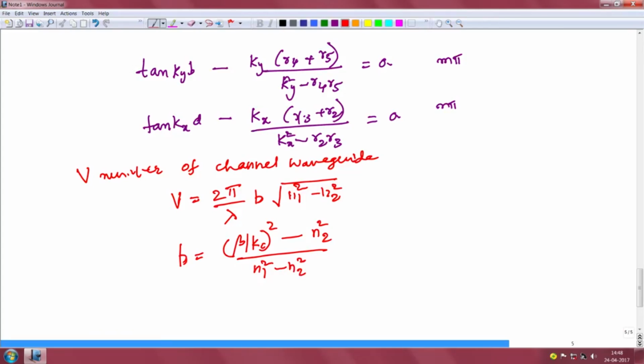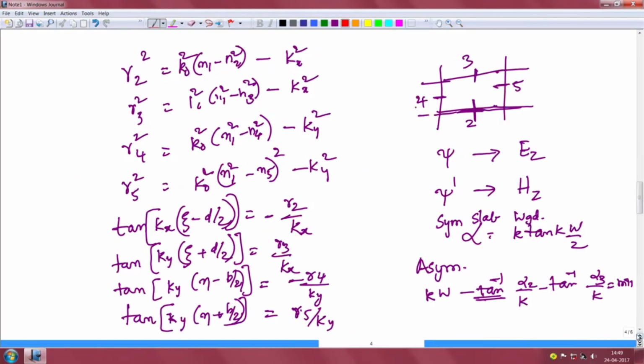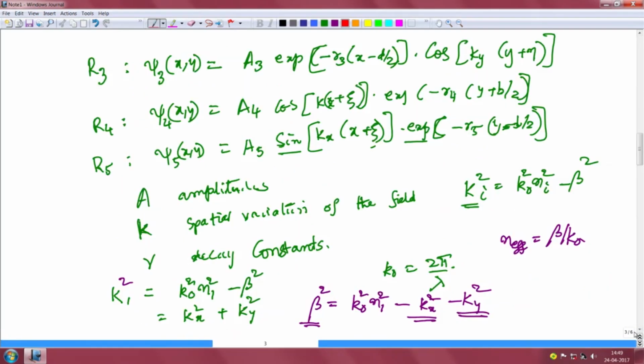So, this is one of the most useful ways, even though it does not exactly match with the definition for the asymmetric slab waveguide. And finally, we can solve for kx and ky, and we can express beta in terms of kx and ky and plot the VB characteristics. This is the definition for beta.